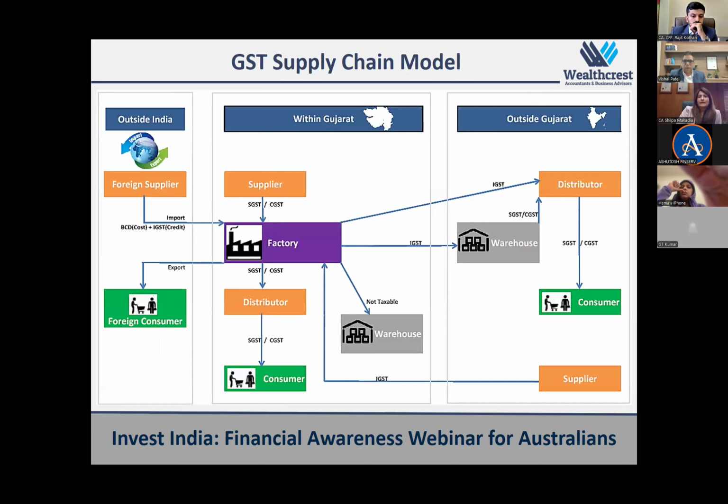So this is the GST supply chain model. We can discuss in person whenever you have a need for the same.